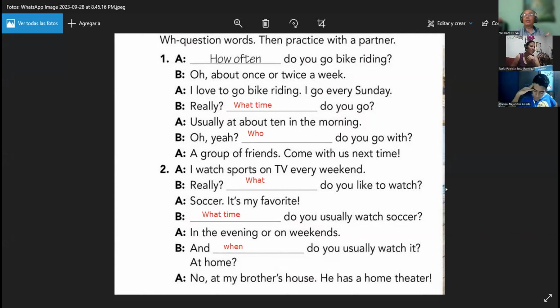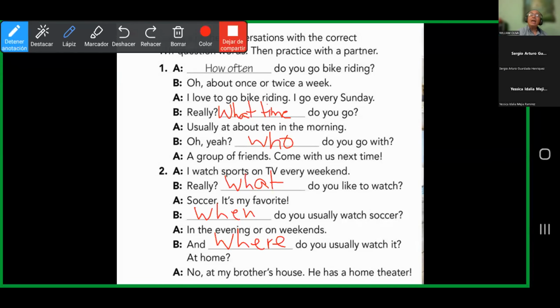Hey, ¿qué pasó, when? ¿Qué pasó en la última? The last one is not good. Is where. It's where. Yeah. Okay. Ya lo voy a mandar para 1 otra vez. No básico mistake. Okay. Sorry. Now it's okay. What time do you go? Who, what, when, where? Very good.